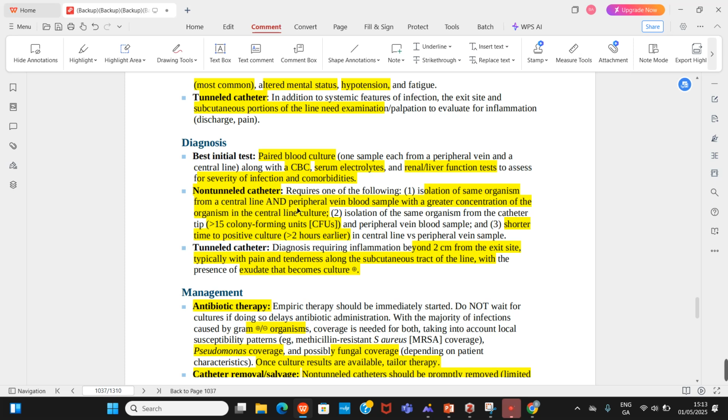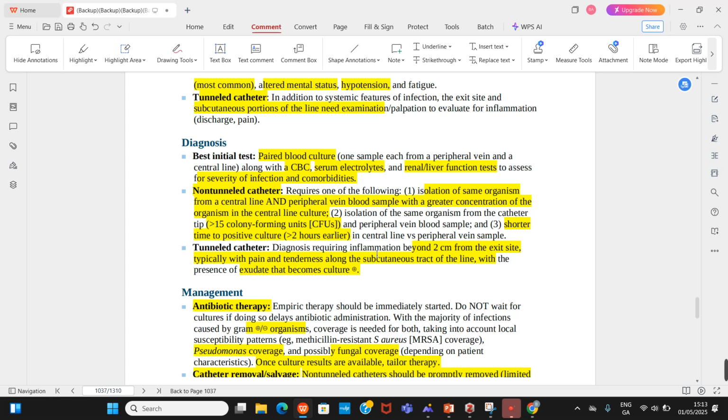So you need one of these three criteria to be met before you can say that this person is having a catheter infection. Now, what's the first one? Are you isolating the same organism when you culture the specimen from the central line and also the sample obtained from the peripheral line?